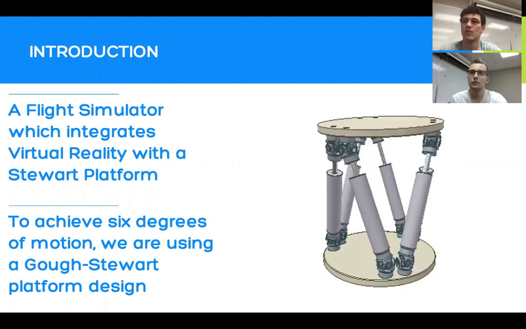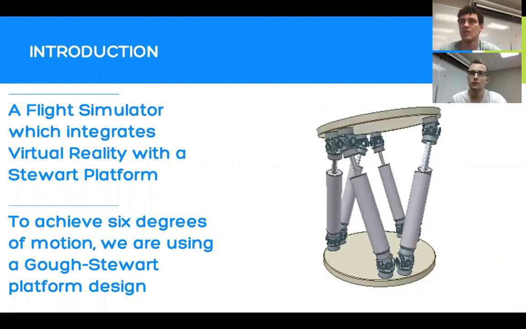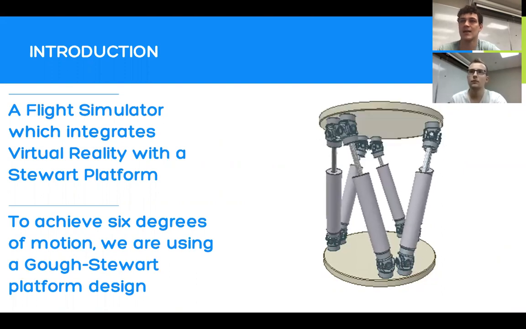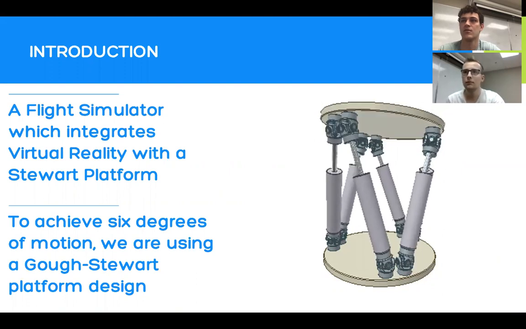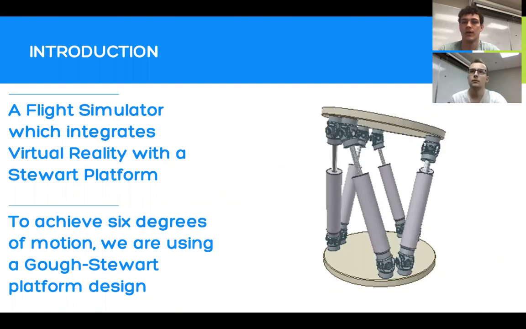And the design that we chose makes use of all 6 degrees of freedom on a Stewart platform and is designed to be both a visual, auditory, and tactile representation of flight response to the commands of the user operating the simulator.